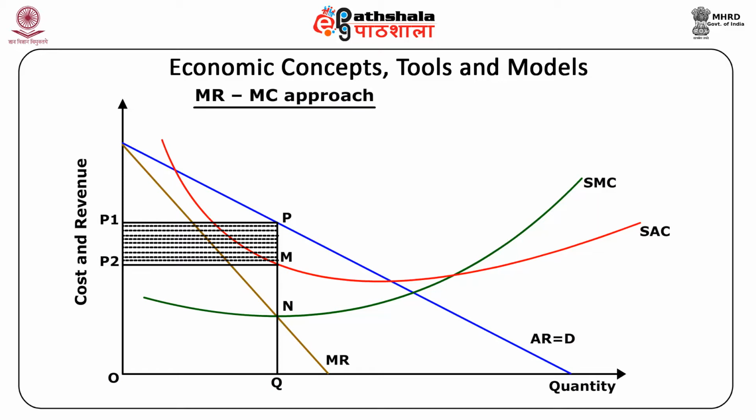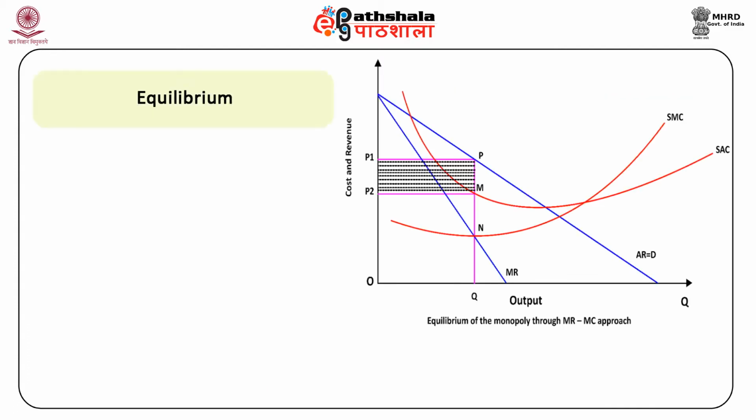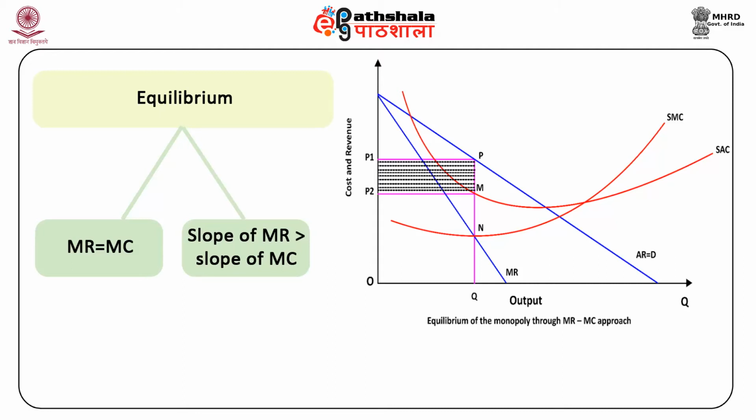Now, in order to be in equilibrium, a firm has to fulfill the following two conditions. First, MR is equal to MC. Second, the slope of MR is greater than the slope of MC, that is, MR should cut MC from below.